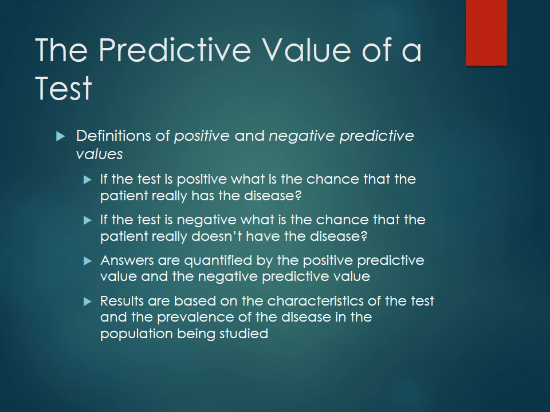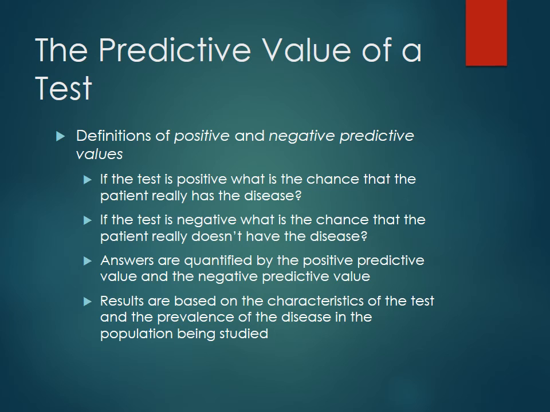Okay, so then you can look at the predictive value of a test. There are ways you can calculate both the positive and the negative predictive values for these tests based on their sensitivity and specificity. Basically, these tell us that if the test is positive, what is the chance that the patient actually has the disease? You can figure that out from the sensitivity and specificity. And conversely, if the test is negative, what is the chance that the patient really doesn't have the disease?